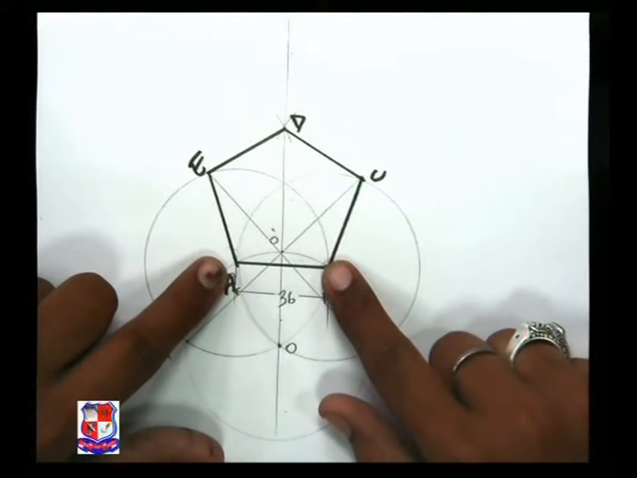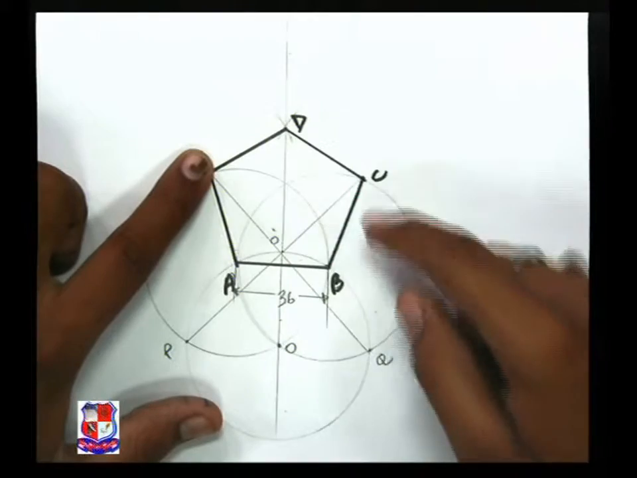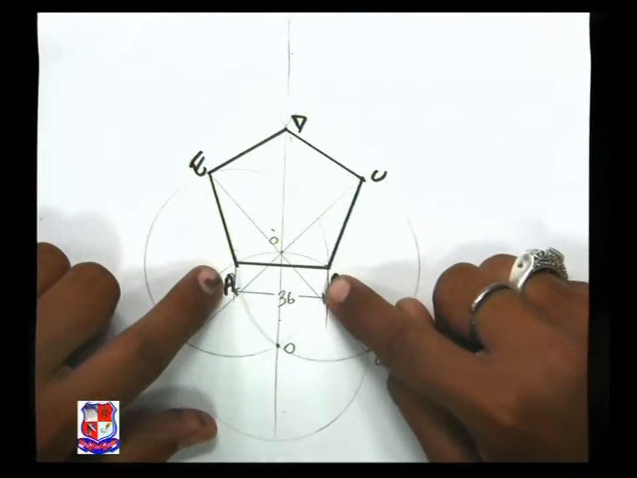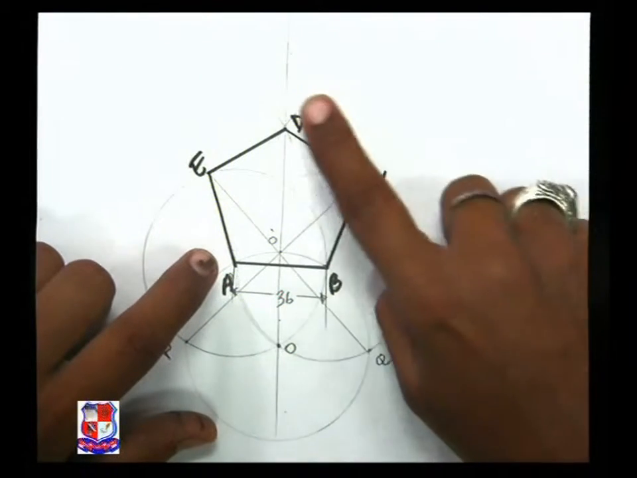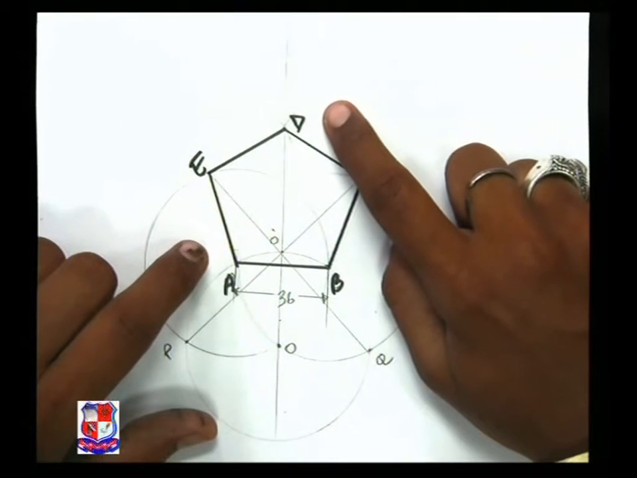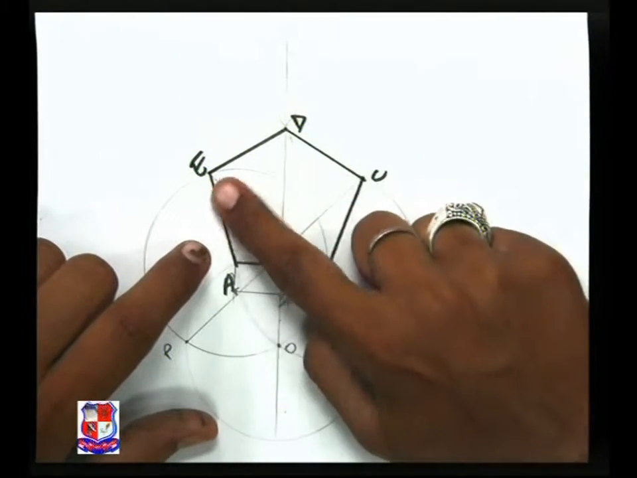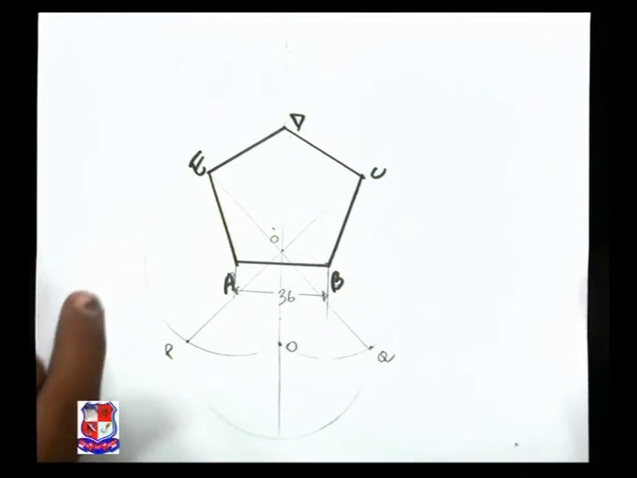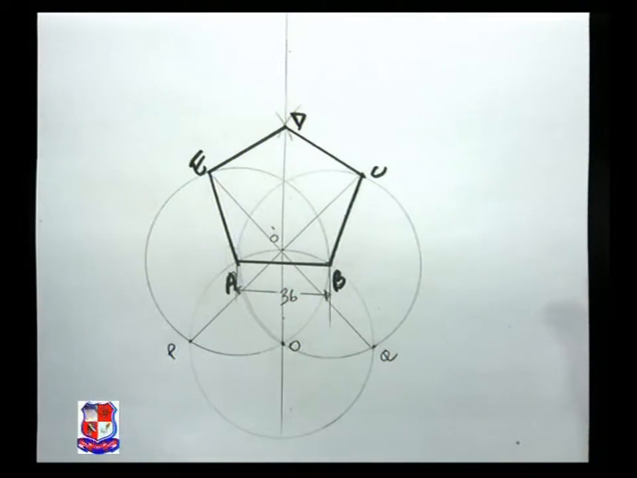Take AB as radius, E as center, and mark an arc. Take AB as radius, C as center, and mark an intersecting arc. The intersection will be called point D. Join the lines DE and CD, and this is how you can draw a pentagon.